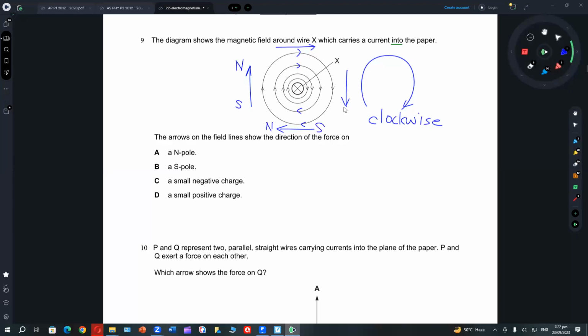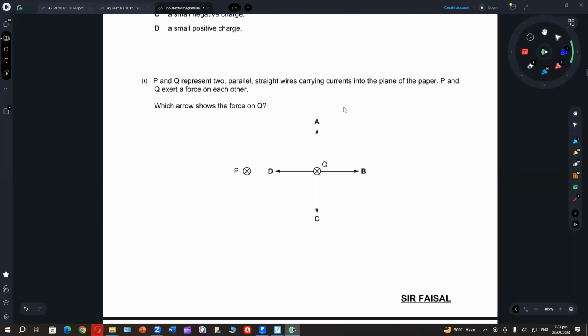These arrows are like this. So they are showing the force on a north pole. Actually, negative and positive charge are not here. Small negative or small positive, if you put them here, if there is a charge sitting here, it won't experience a force until the charge is moving. P and Q represent two parallel. Oh, we have just done it. It's a repeat question.